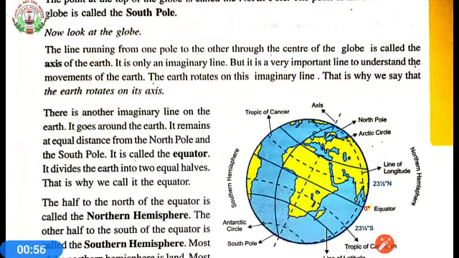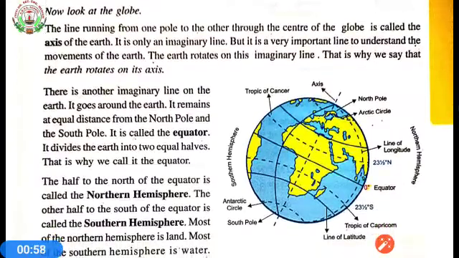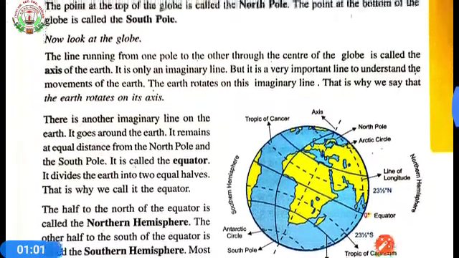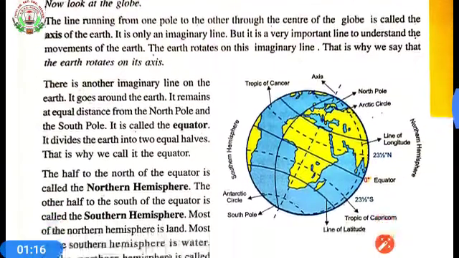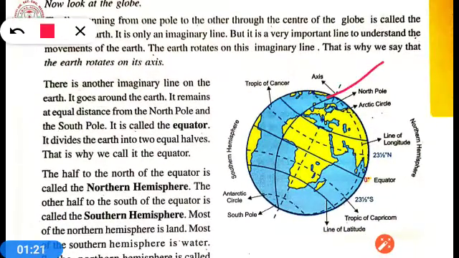Now look at the globe. The line running from one pole to the other through the center of the globe is called the axis of the earth. It is only an imaginary line, but it is a very important line to understand the movement of the earth. The earth rotates on its imaginary line. That is why we say that the earth rotates on its axis. Students, this is your North Pole and this is your South Pole, and this line from North Pole to South Pole, it is an imaginary line and we call it the axis of the earth.